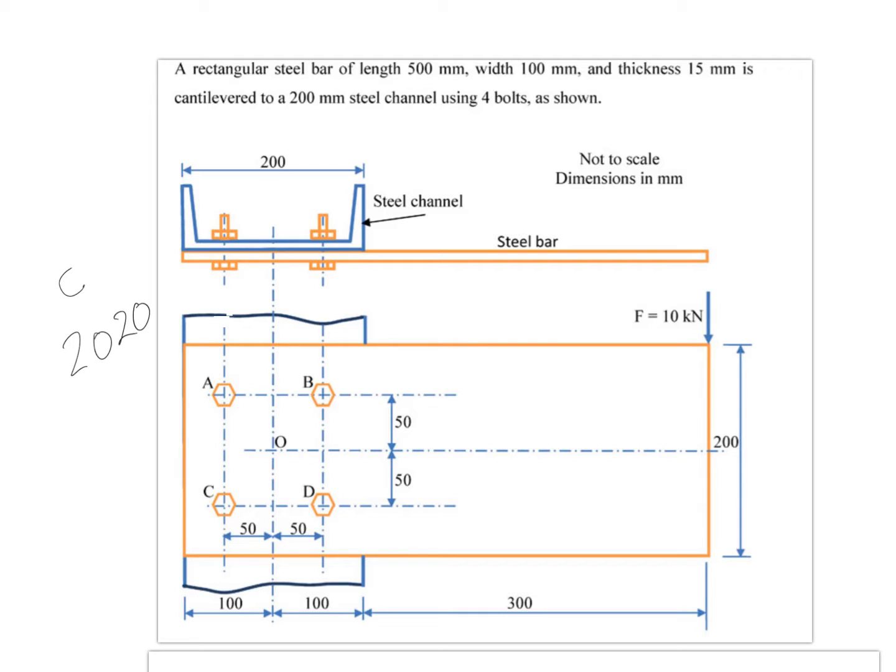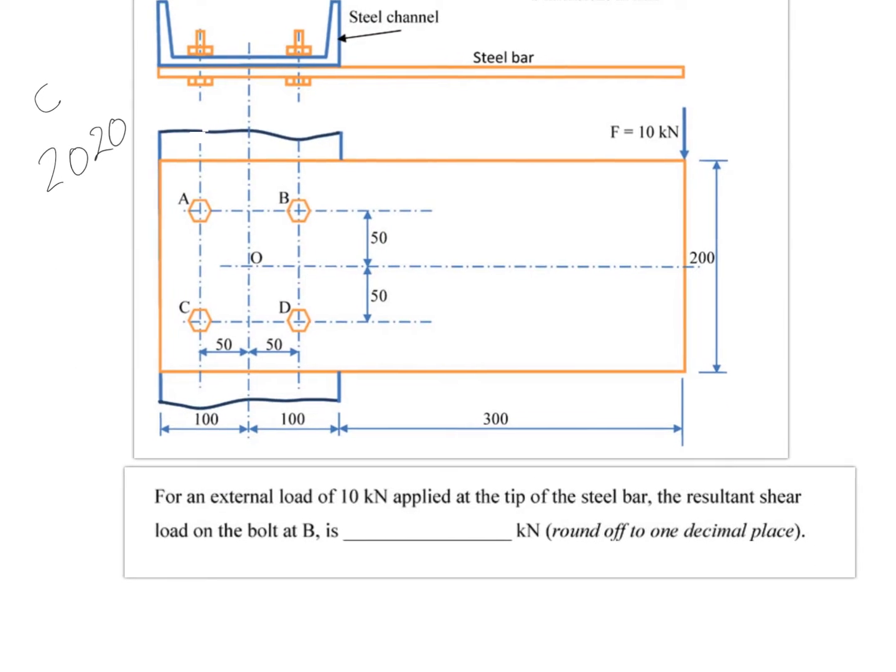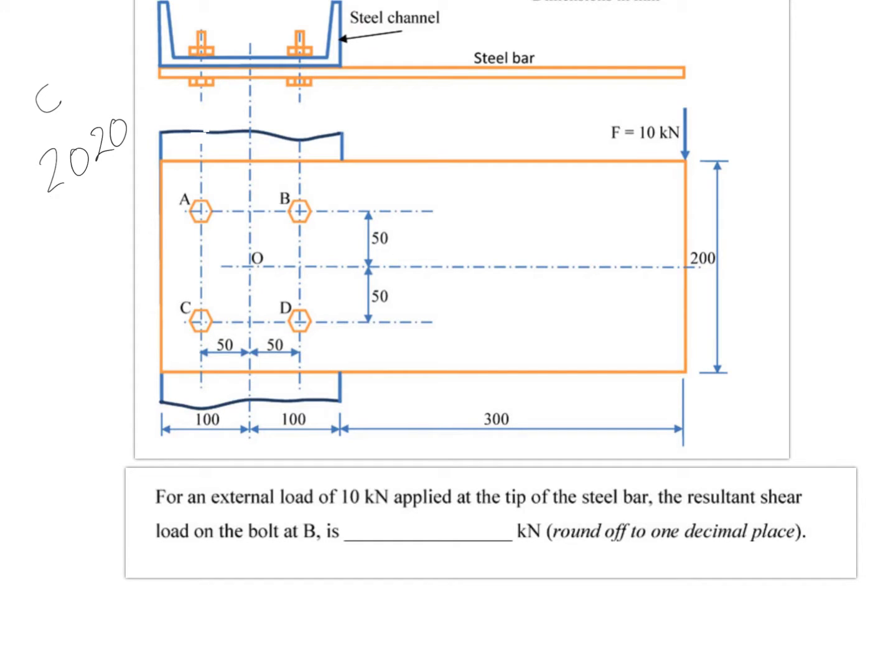So here we have a bolted assembly where there is a steel bar attached to a steel channel. Now the steel channel is subjected to an eccentric load as shown over here. It's applied at a distance of 400 millimeter from the center of the assembly. Make sense? So you're asked to find out what is the resultant shear load on bolt B. Bolt B is situated over here.